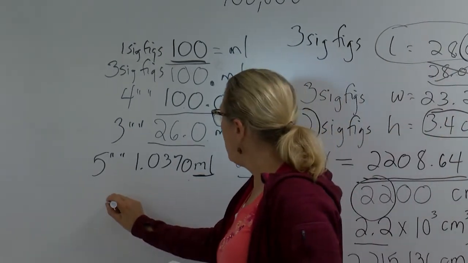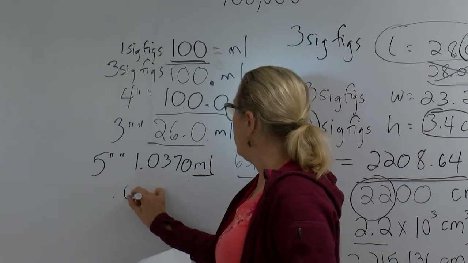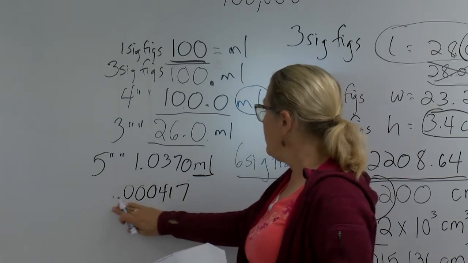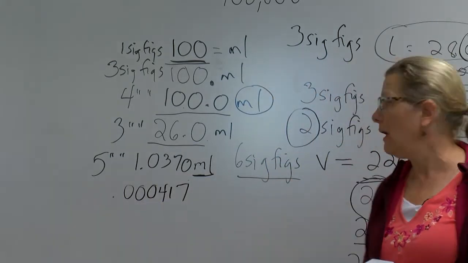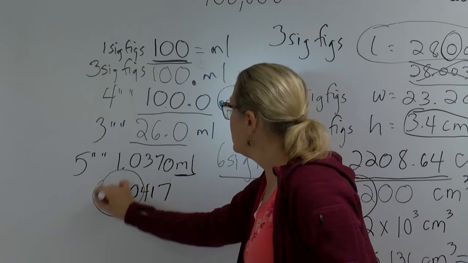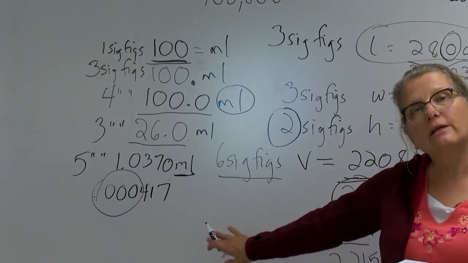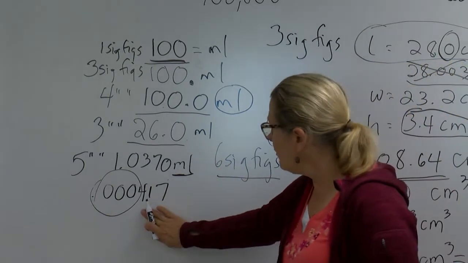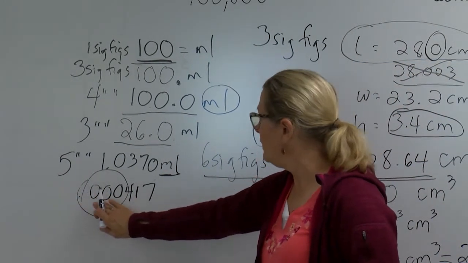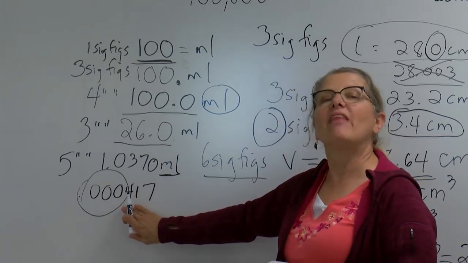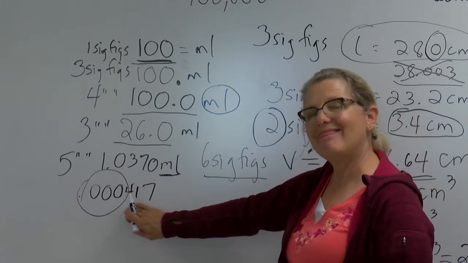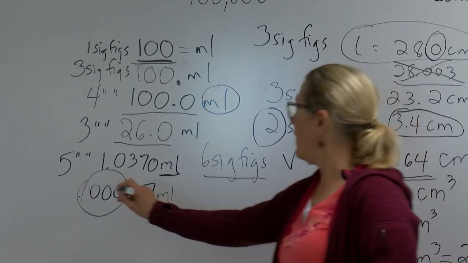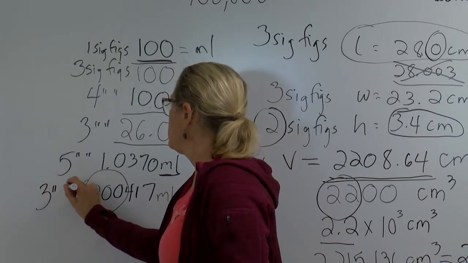Now let's look at numbers less than 1. How about 0.00417? This number is less than 1. Are these zeros significant, or are those zeros there to place the decimal? These zeros are there to tell you that it's 417 10,000ths of a milliliter. This number has 3 sig figs.